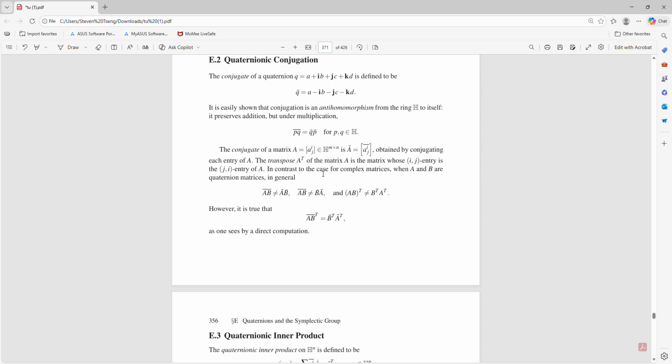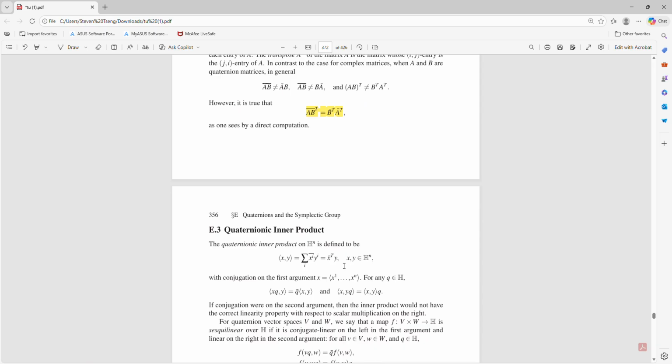It is important that for matrices A and B over H, it is not true that the conjugate of AB equals A conjugate times B conjugate, but it is true that the conjugate transpose of AB equals B conjugate transpose multiplied by A conjugate transpose. It is an important property.